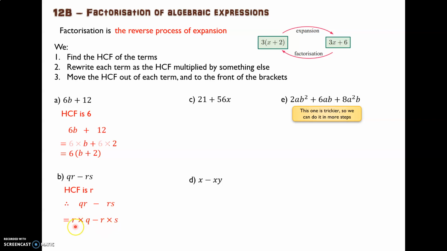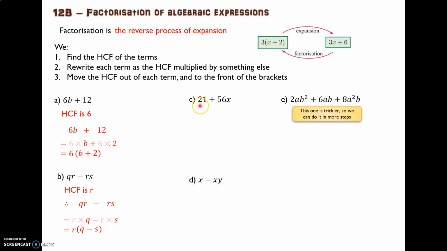Well, now I can see what's common to both. It's the R, so I can bring that out the front. And the only thing left in this term is Q, so that would be my first term in the brackets. And the only thing left in this term is a negative S term. You can think of that negative just as coming down, or as a negative S term. Either way, that minus stays there, and the only thing left is the S.